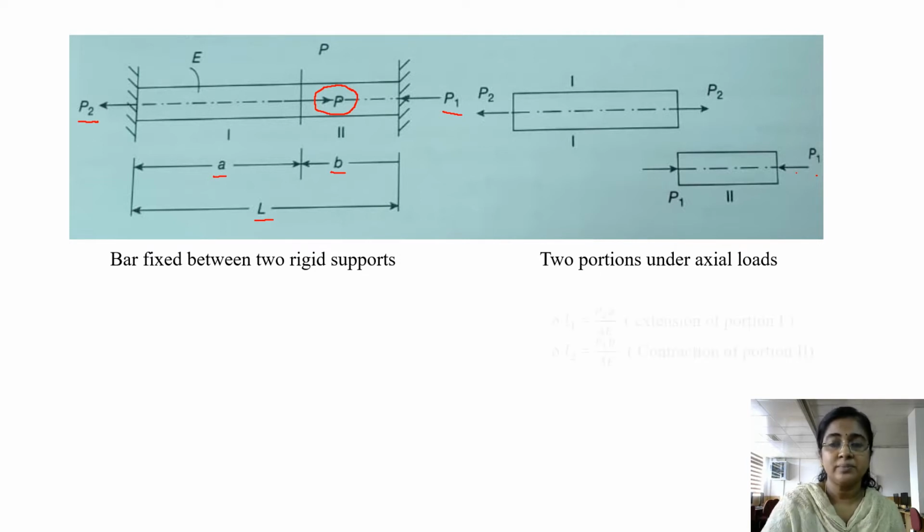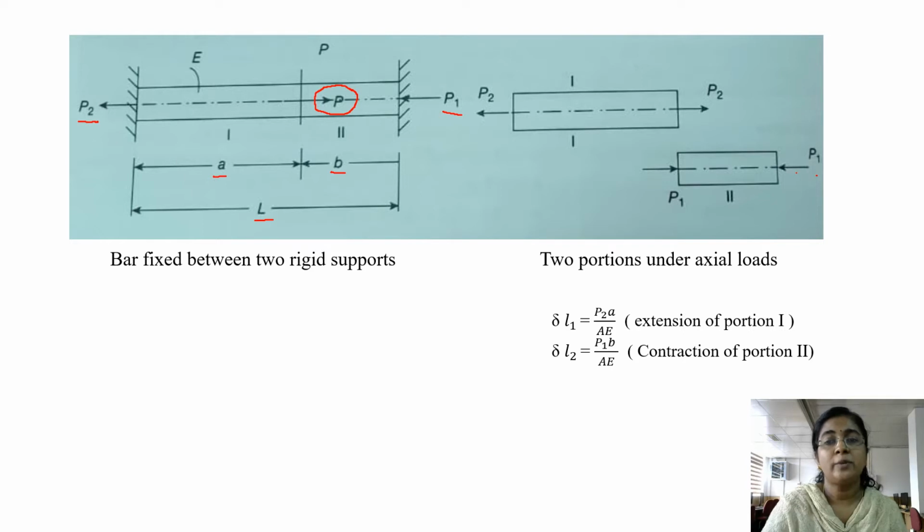So, if delta L1 represents the extension of portion 1, since it is subjected to tensile force, there will be an extension of portion 1, and that value is given by P2A divided by AE. Whereas the second portion is subjected to a compressive force P1, so there will be a contraction of portion 2, and the value is given by P1B divided by AE, where B is the length of portion 2.